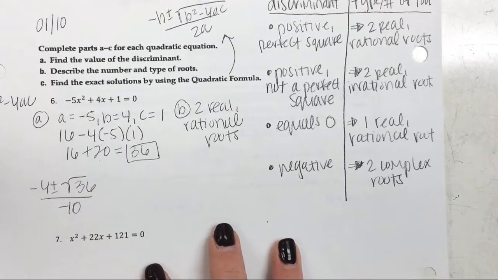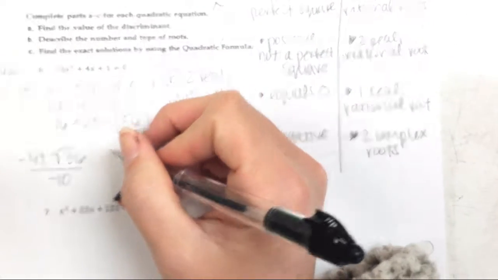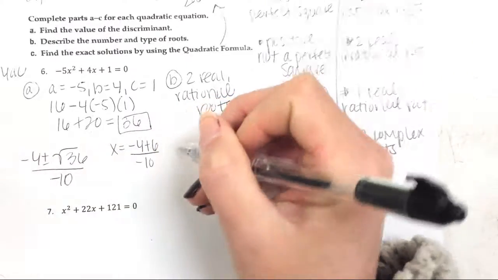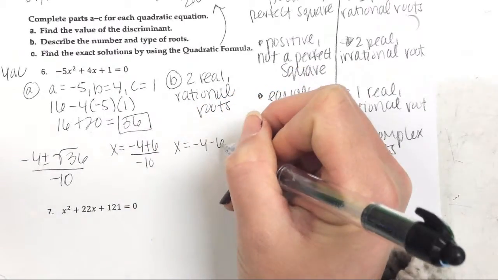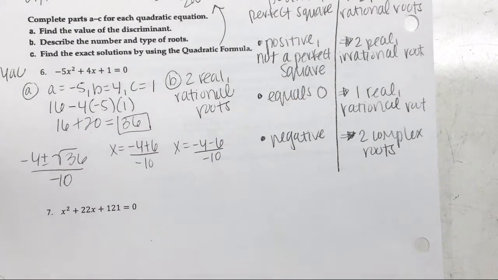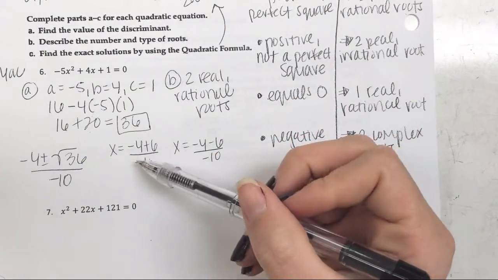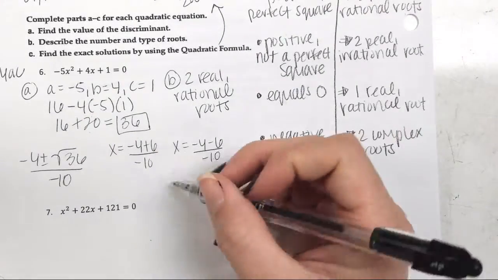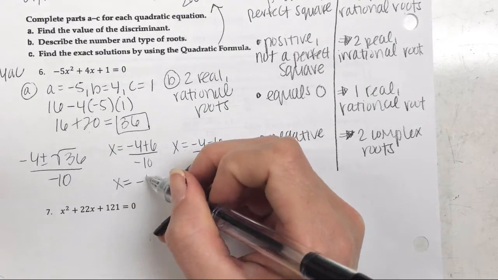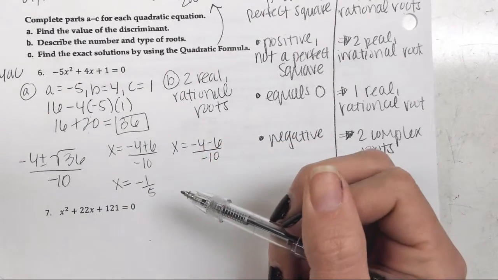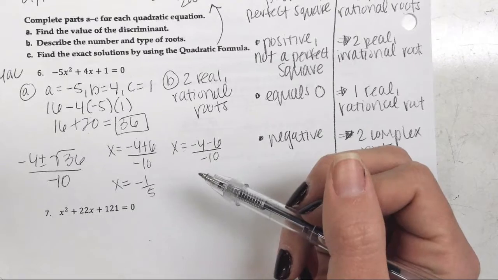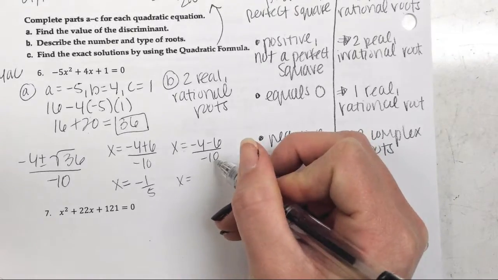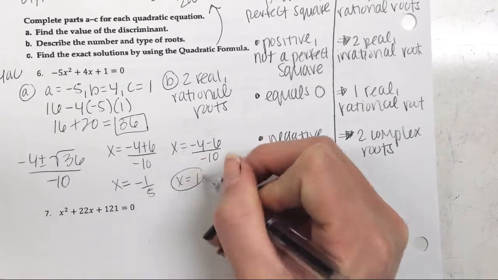And now we just set up our two cases. So the first case we'll have x equals negative 4 plus 6 over negative 10. Then we'll have x equals negative 4 minus 6 over negative 10. So right here, negative 4 plus 6, that's going to give us a positive 2 over negative 10, which is going to give us negative 1 over 5. I went ahead and simplified. Alright, over here, negative 4 minus 6 is going to give us negative 10, over negative 10 is going to give us a positive 1.